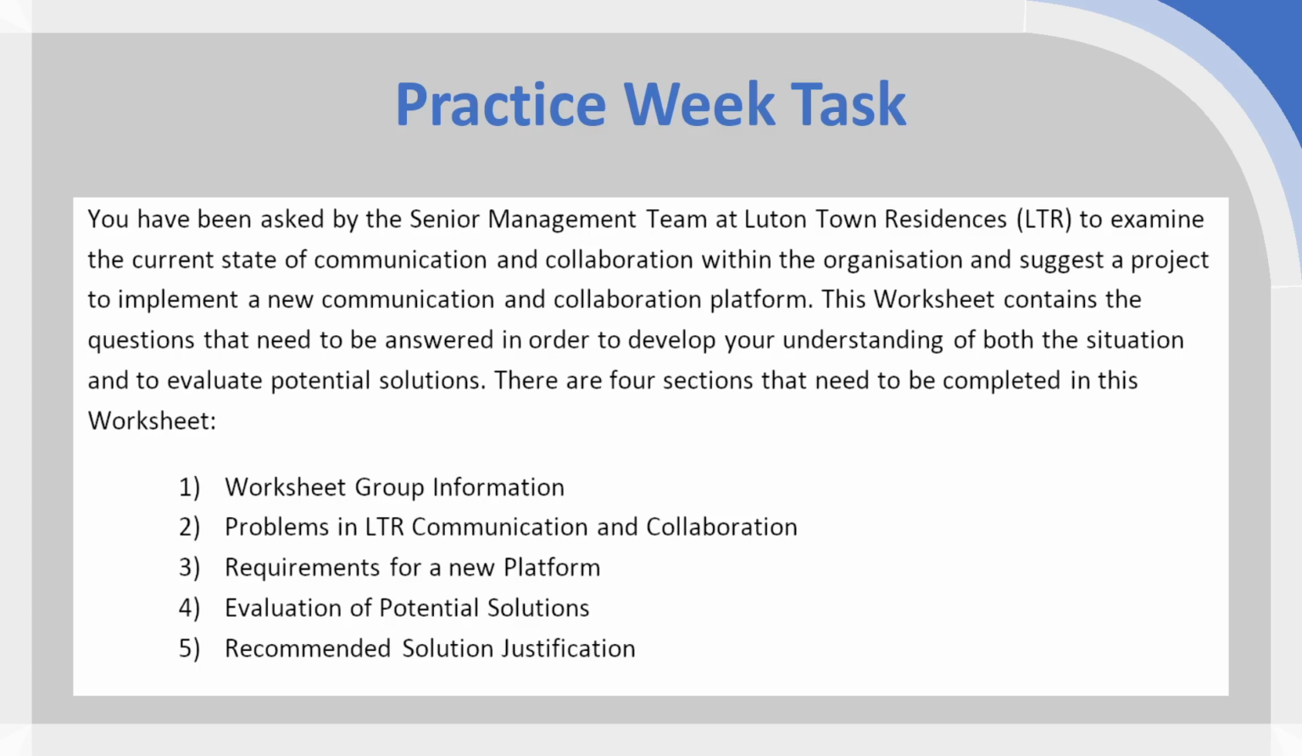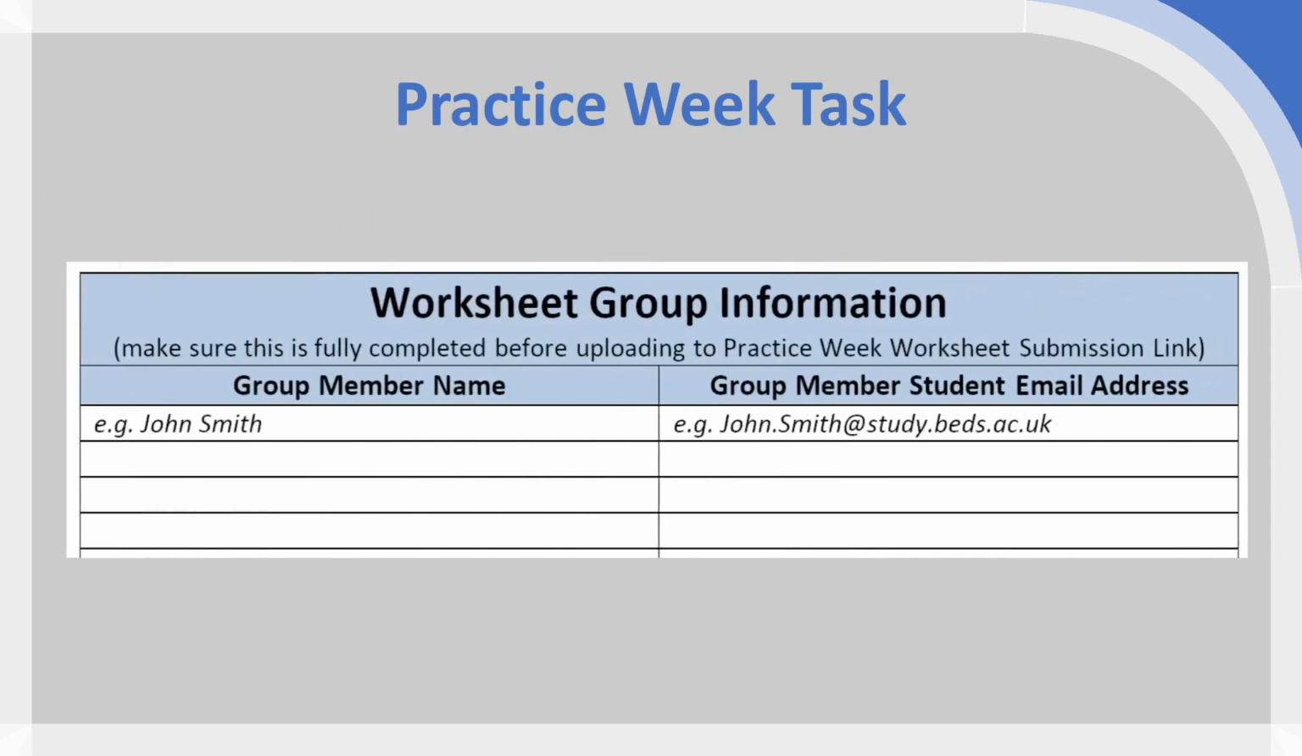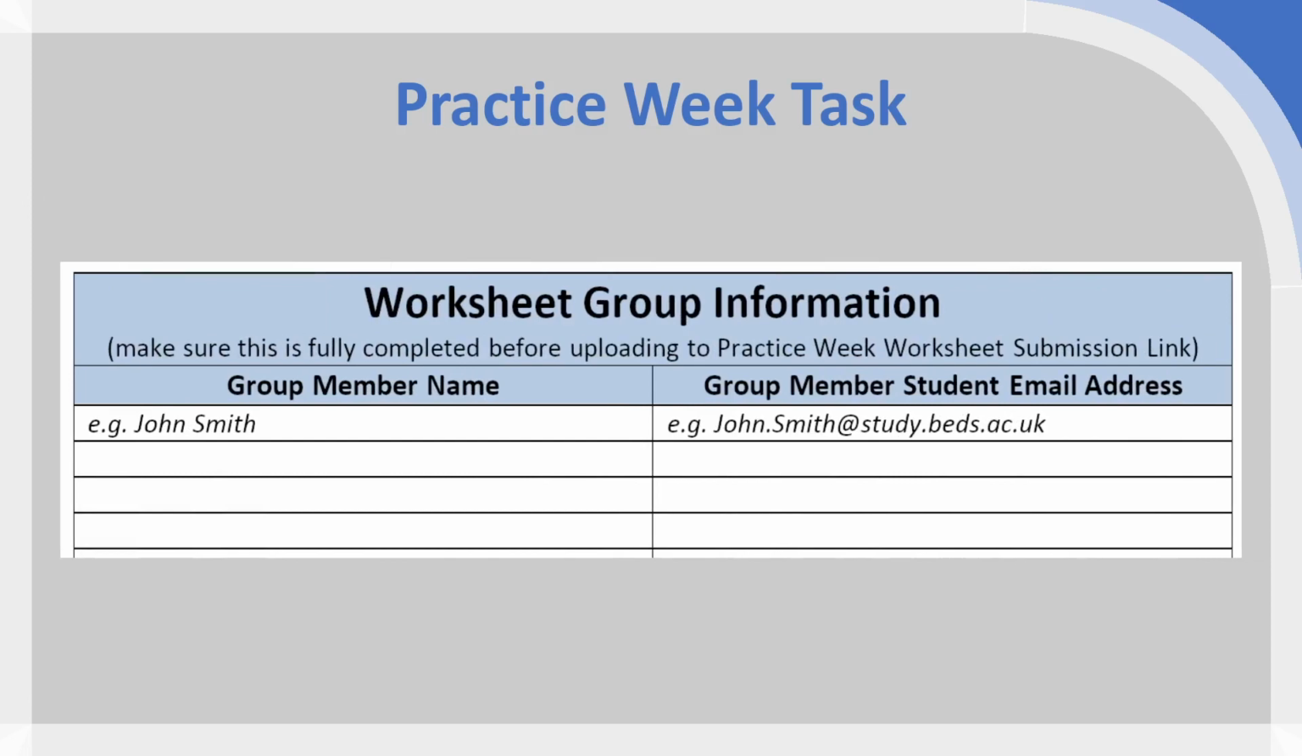We have 5 distinct sections of the worksheet to complete. So we're just going to run through them turn by turn. The first section is by far the easiest. This is just procedural stuff. You're asked to list all of the group members by name, as well as the group member student email addresses. So those are your @study.beds.ac.uk student addresses rather than your personal email addresses. So, a nice, easy first step in completing the worksheet itself.